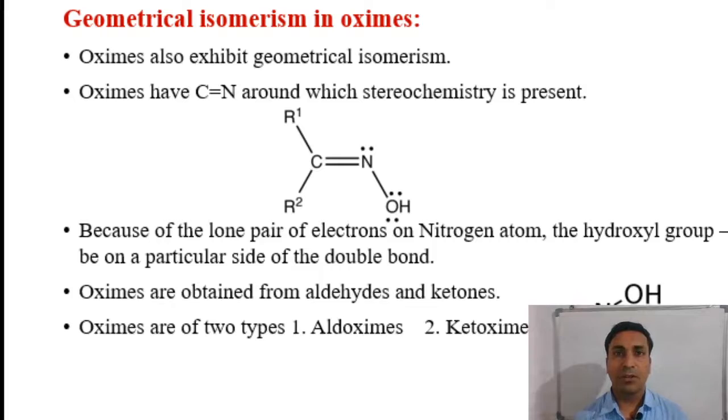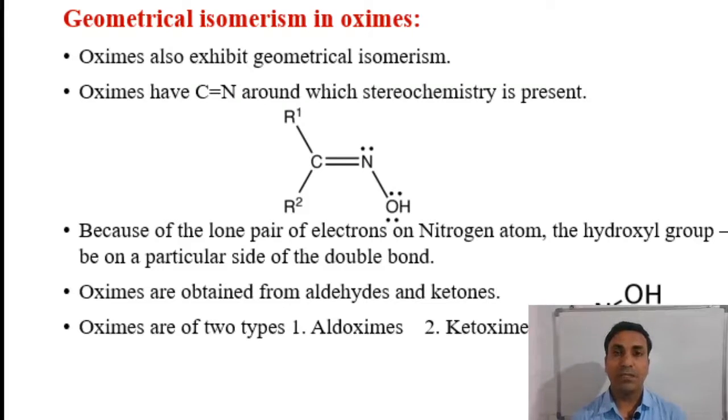Because of the lone pair of nitrogen, see here I have shown the lone pair. We should not write the OH in a straight line with nitrogen if we are concerned with stereochemistry. Because of the lone pair on the nitrogen, the OH group goes to a particular side. And this side of OH decides the configuration of the oxime.